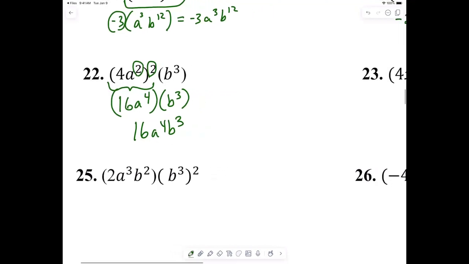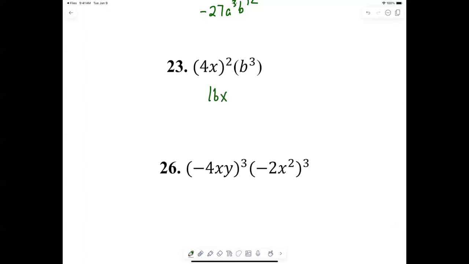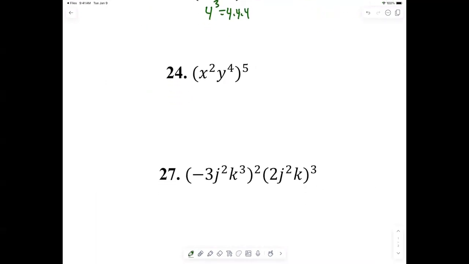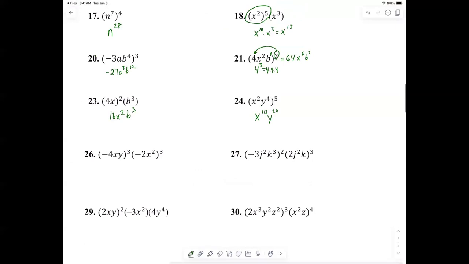All right, let's give it a shot. 23. That's exactly right. There's nothing we can do with the x squared and the b cubed. Perfect. All right, 24. 4 times 5, 20. All right, we're gonna let that one go. All right, anybody have any questions?